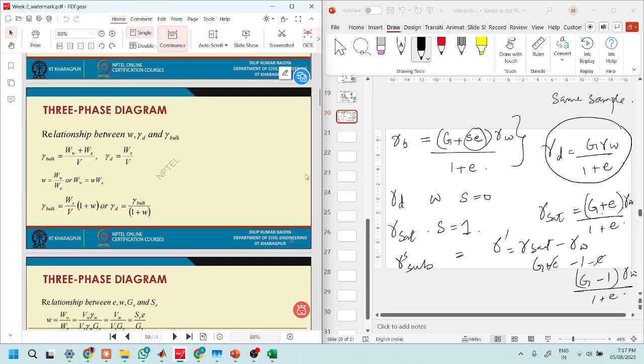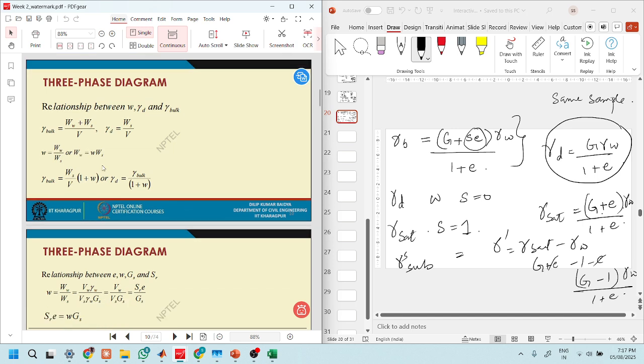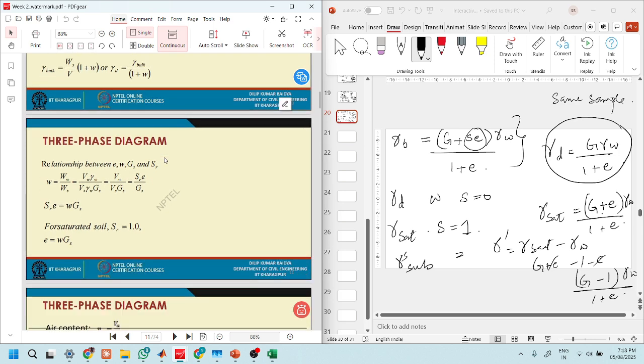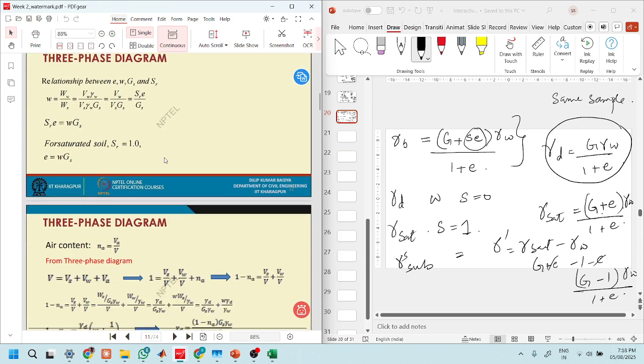Then we can arrive at all the relations, gamma bulk. If you know the gamma bulk and the water content, obviously from the phase diagram we will be able to calculate the gamma dry. But an easier way is to divide the gamma bulk by 1 plus w. Okay, this is a very important relation.